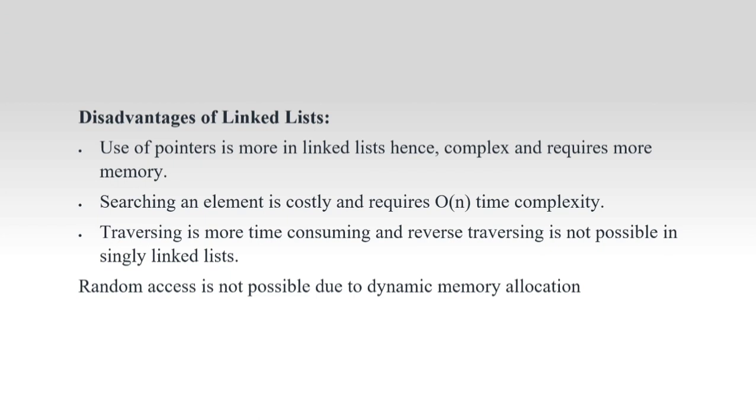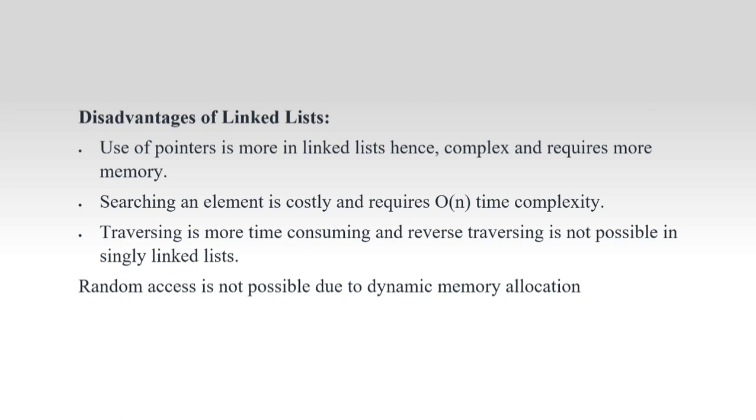So it is not easy; actually it is impossible to do reverse traversing in a single linked list, but it is possible in a doubly linked list. Random access is not possible because they are linear structures, right? So random access is not possible. These are the disadvantages of linked list.